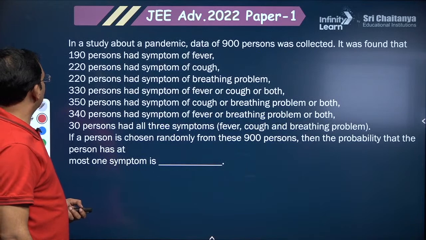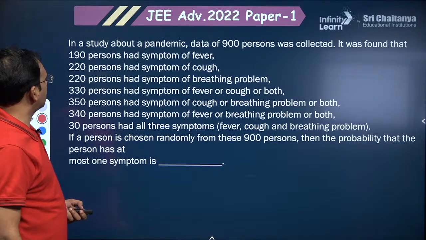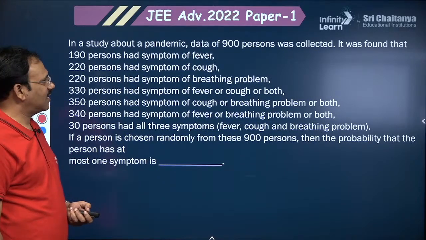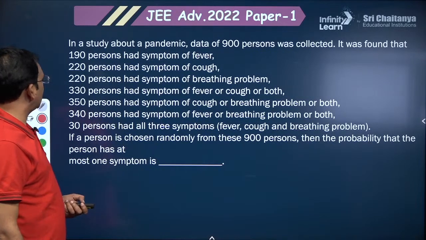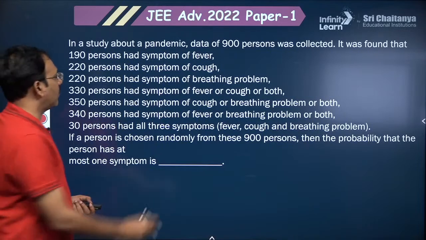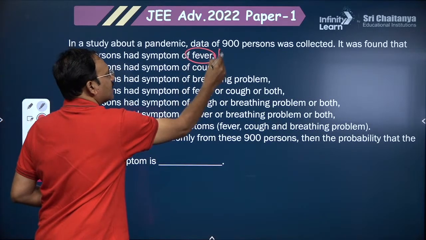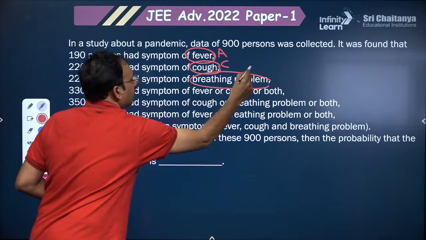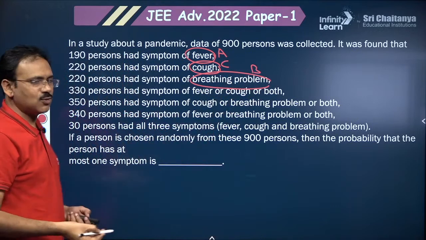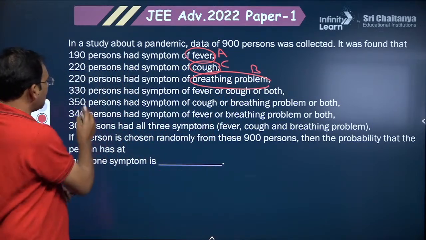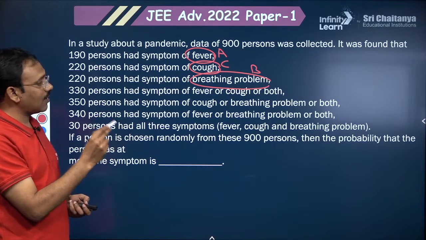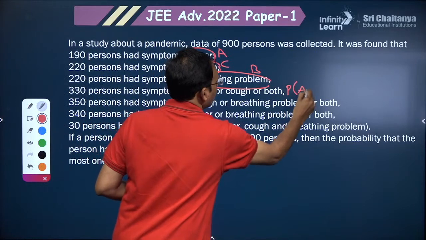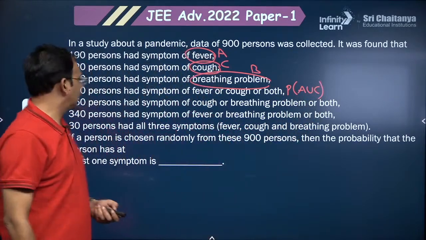Next question, third question, you see this is the question related to the study about a pandemic. Data of 900 persons was collected. It was found that 190 persons had symptom of fever. Fever, let me take the set as A, cough means C, breathing problem is B, for easiness to avoid confusion. Now 330 persons had symptom of fever or cough or both, means P of A union C is given, right, 330.